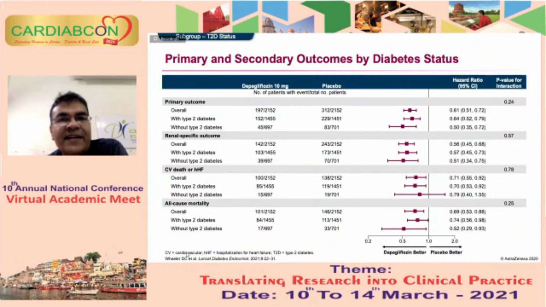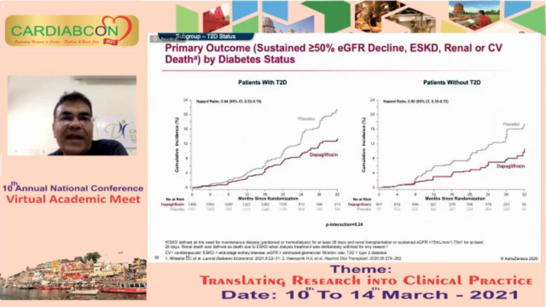And the primary and secondary outcome in the patient with diabetic status, overall, the patients without type 2 diabetes were having more benefit: primary outcome, renal specific outcome, CV death and hospitalization for heart failure in all three groups, it is the same. And all-cause mortality was also more benefited in the patients who are non-diabetic in comparison to the diabetic arm. The primary outcome, as I told you already, with the diabetic status, the benefit was more in the patient with diabetes, even patient without diabetes, this benefit was almost comparable.